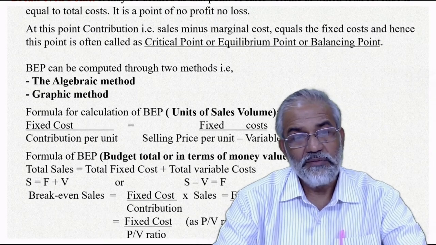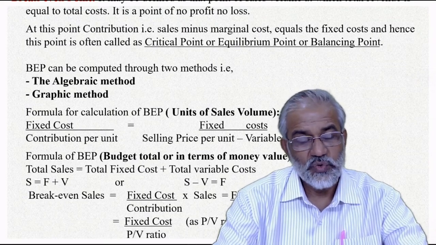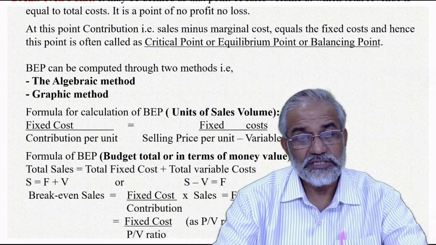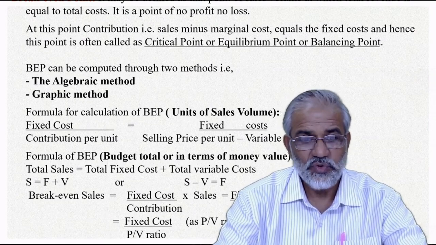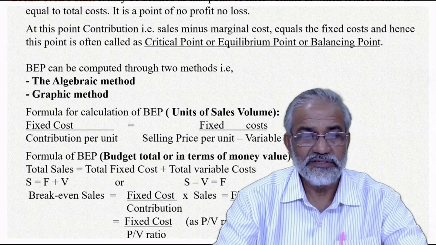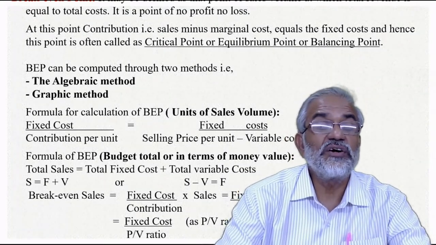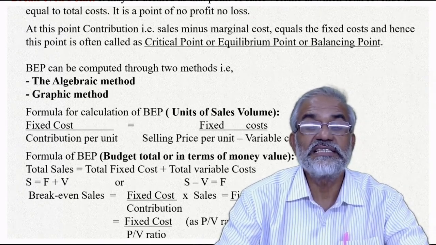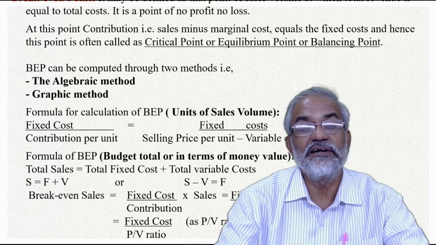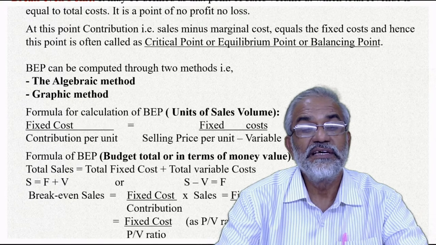The formula of BP in terms of money value, that is total sales, is equal to total fixed cost plus total variable cost, that is the total cost. Sales would be equal to the total cost, that is called the BP. Sales is equal to fixed cost plus variable cost, or sales minus variable cost is equal to fixed cost. These are the different equations of the break-even point.